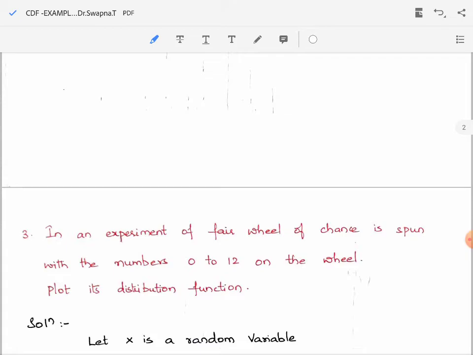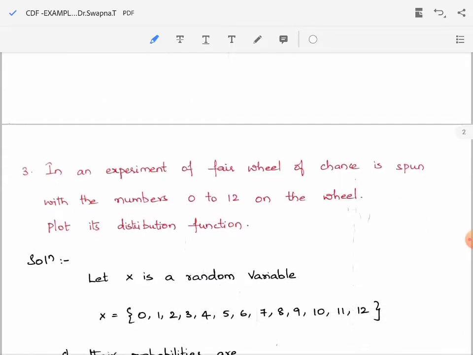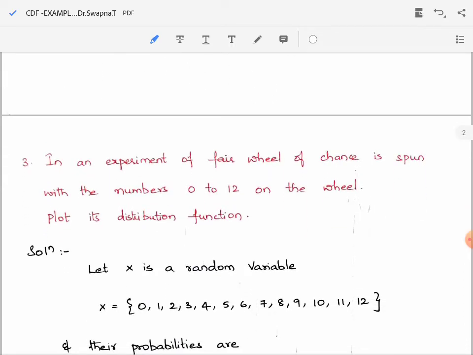Next, in an experiment, a fair wheel of chance is spun with the numbers 0 to 12 on the wheel. Plot its distribution function. So you have a fair wheel of chance with numbers 0 to 12. We need to plot its cumulative distribution function. Let x be a discrete random variable. Therefore x is equal to 0, 1, 2, 3, 4, 5, 6, and so on to 12.